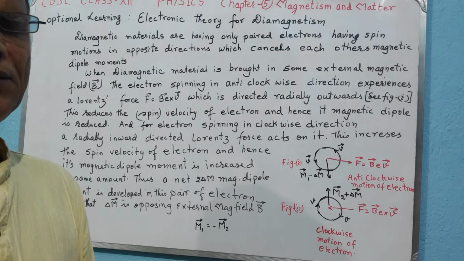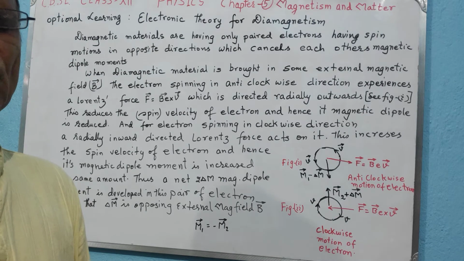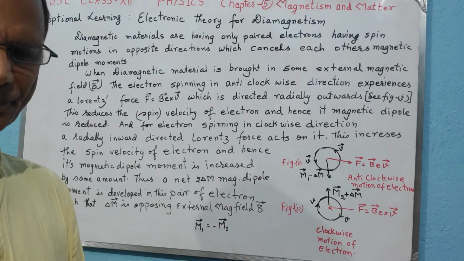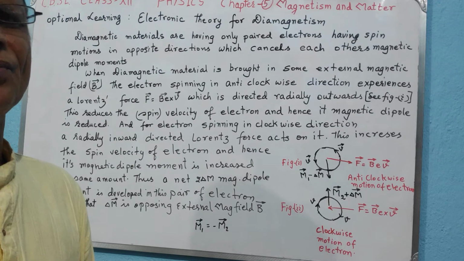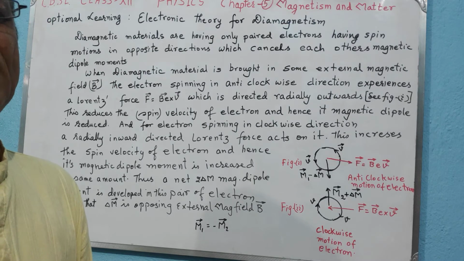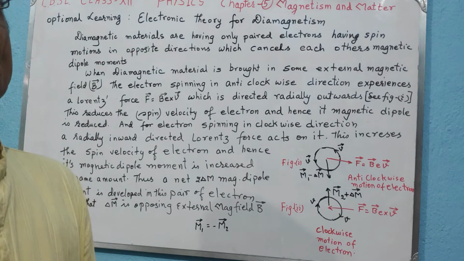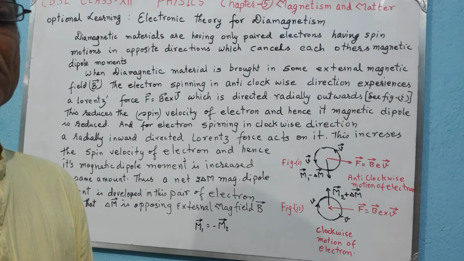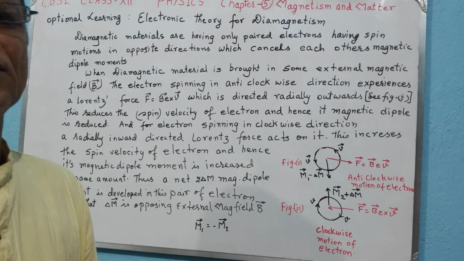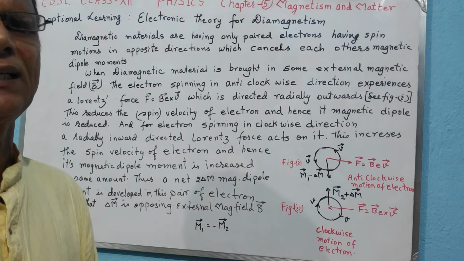And contrary to that, the electron which has clockwise motion will experience a Lorentz force which is radially inward, and that means the centripetal force increases in this case, and so the spin velocity increases, and as a result the magnetic dipole moment produced by this electron is increased by the same amount by which it has decreased in the case of the electron having anticlockwise motion.